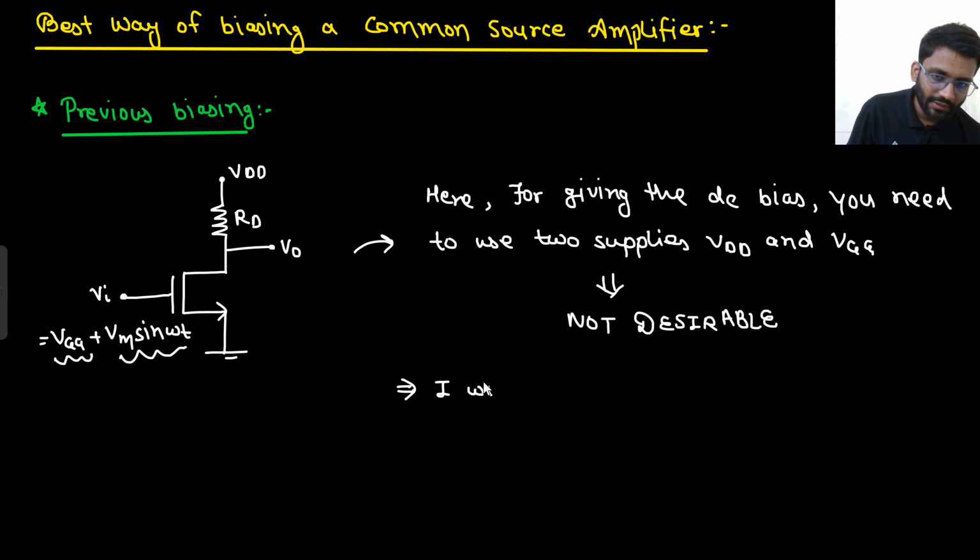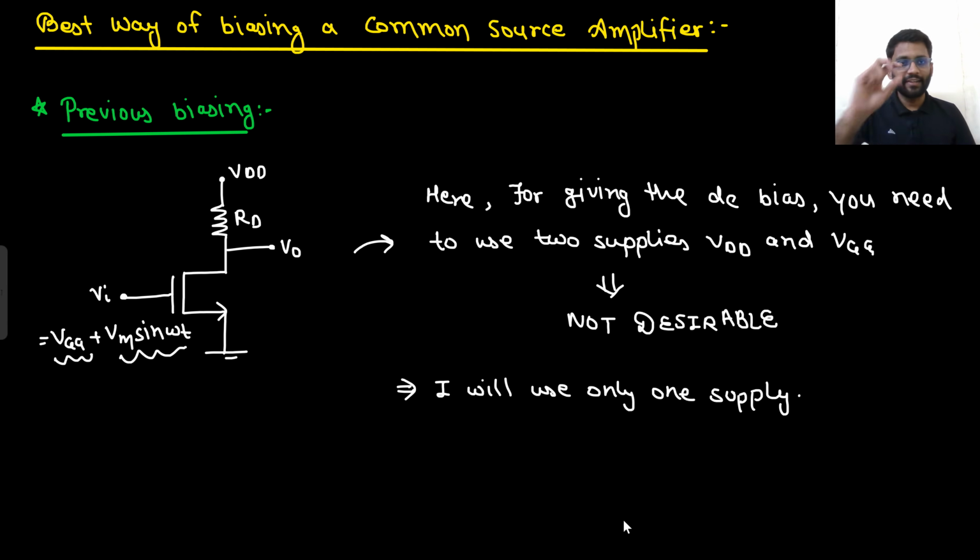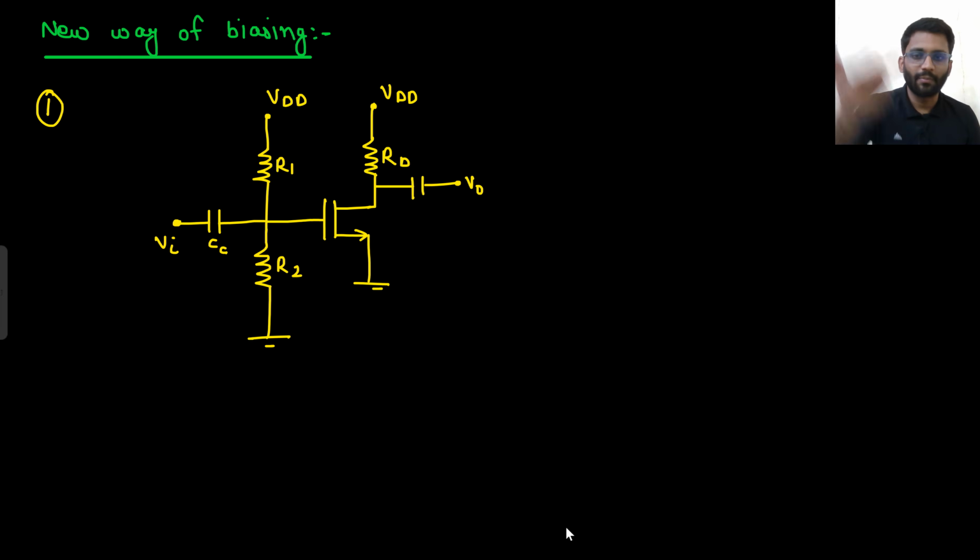So how will I get VGG then? By a potential divider. That is how I will get VGG. So this is the correct way of biasing. This is the first one. We will study more ways of biasing.